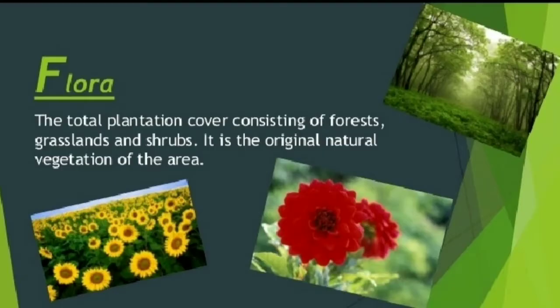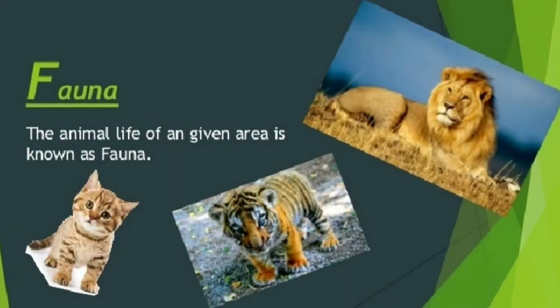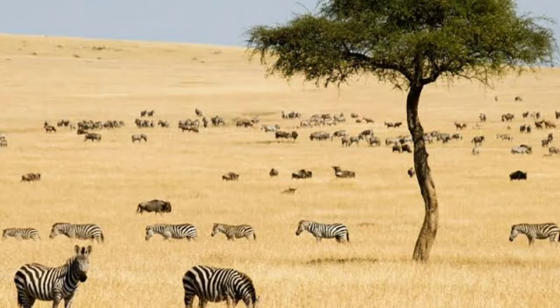So today we are going to study two parts of the biosphere, that is flora and fauna. Flora refers to the plant species on the earth and fauna refers to the animal species on the earth. So in this chapter, natural vegetation and wildlife, we'll be discussing different types of vegetation present on our earth and the types of animal species in context with that particular vegetation.